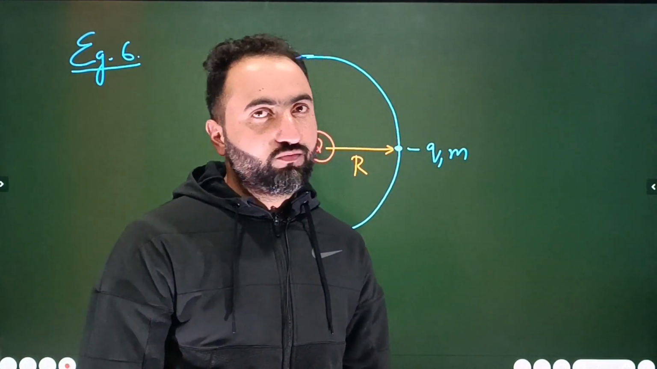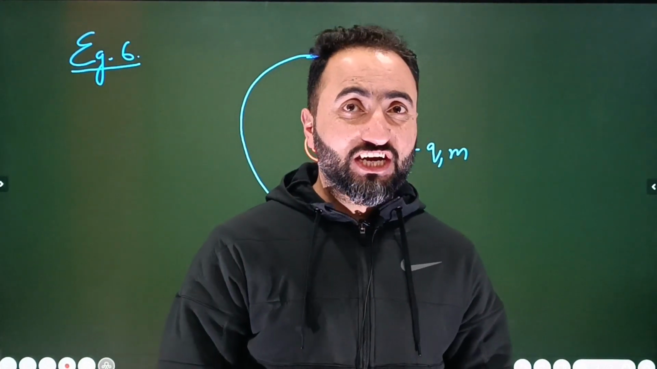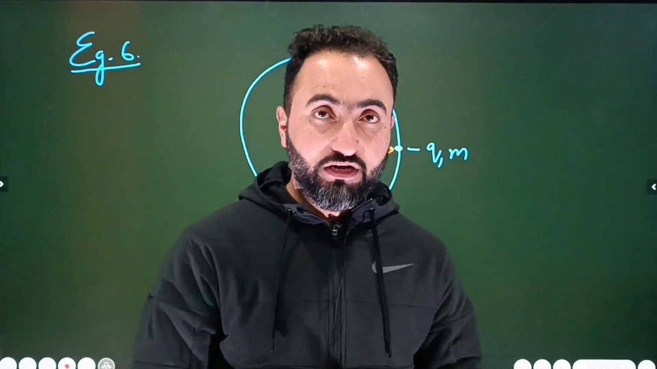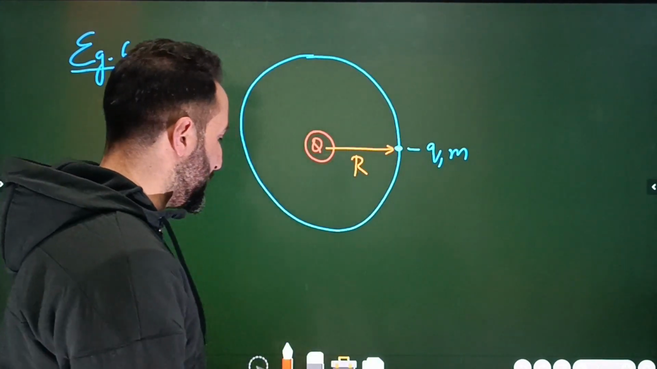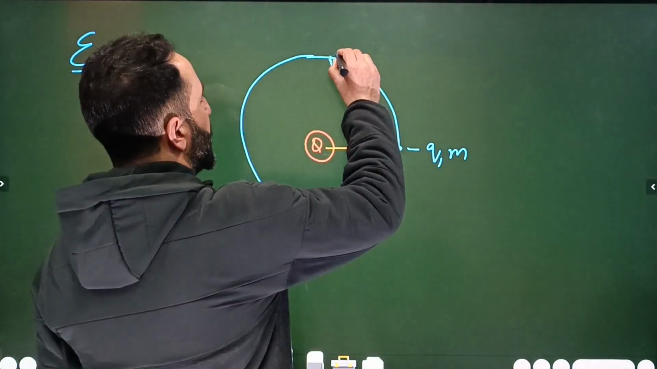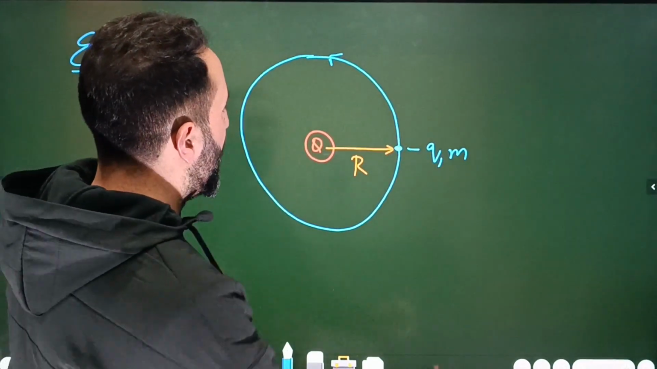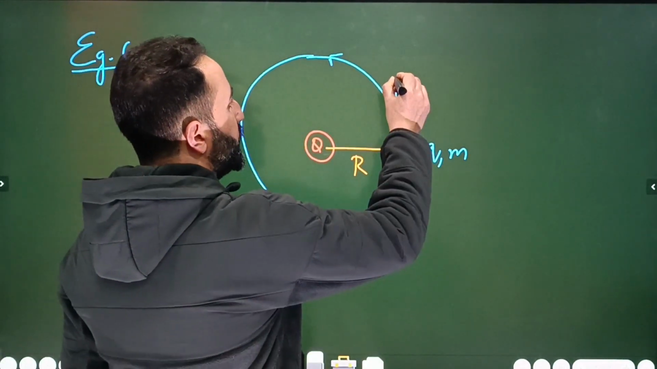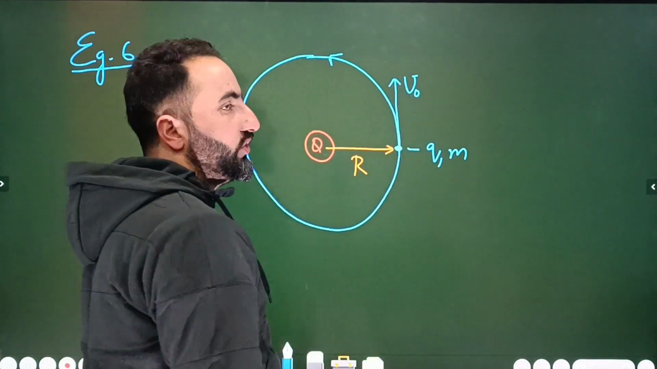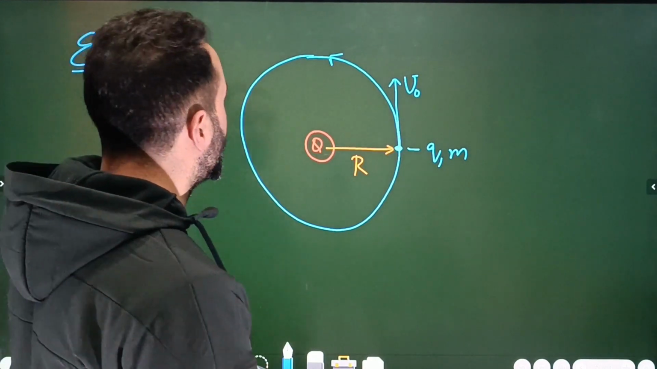Now obviously there's a force of attraction between this capital Q and small q because they are unlike charges, okay beta. That force of attraction will provide the necessary centripetal force, as a result of which this particle will move in a circular path of radius r with some velocity v0. v0 is called the orbital velocity. So what is your question, beta?